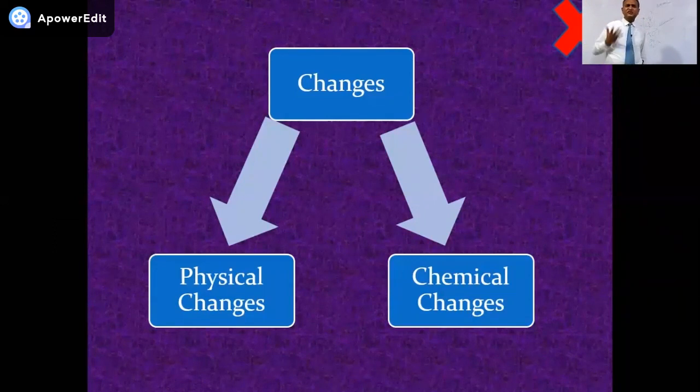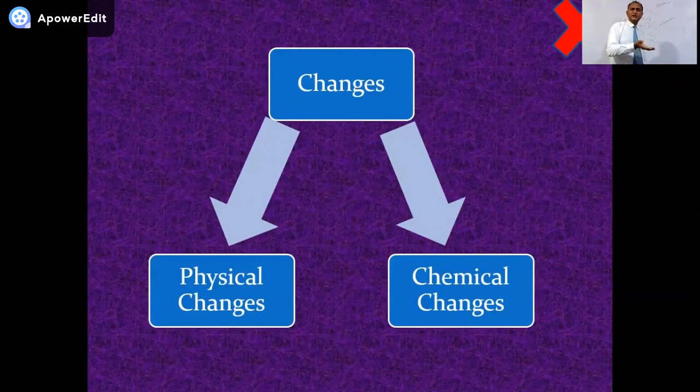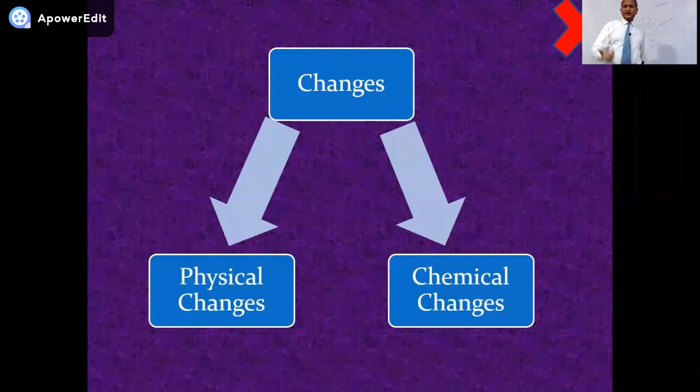On the other hand, physical changes are temporary changes. These are not actually reactions, but just state changes. For example, if you cool down water, it will convert into solid. So what is the change here? Liquid changes into solid. If you heat water, it will convert into gas. These are called state changes, physical changes, right? And these are temporary changes.